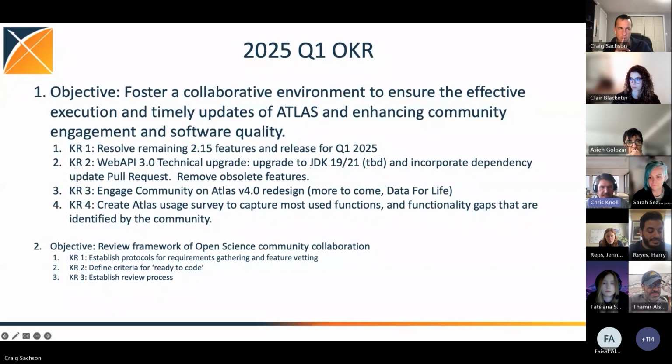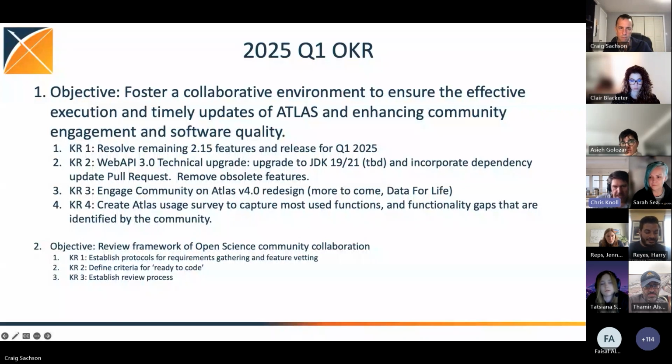Our key result 2 will be the Web API 3.0 technical upgrade, which will involve upgrading to either JDK 19 or 21, which we will determine after more collaborative feedback from the community, and upgrade our dependencies to be very modern versions of all of our dependencies that are in the Java stack.